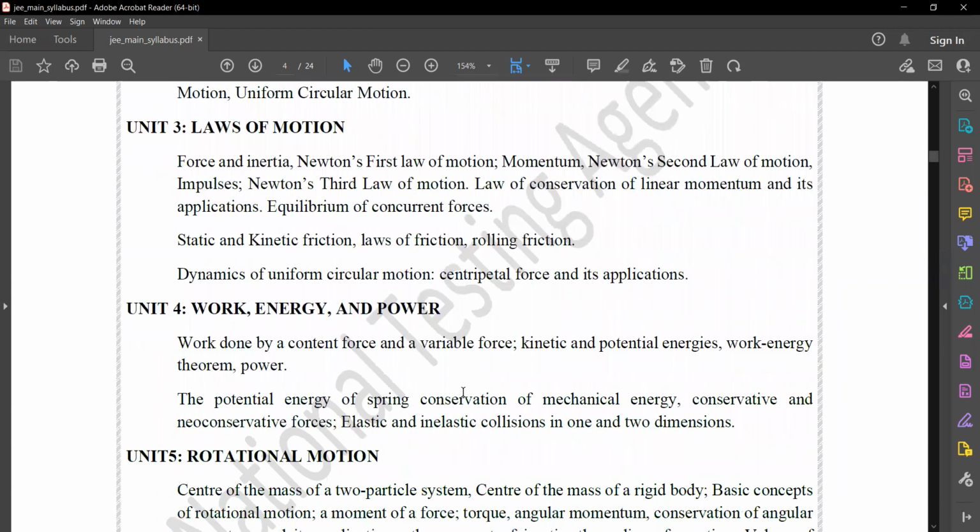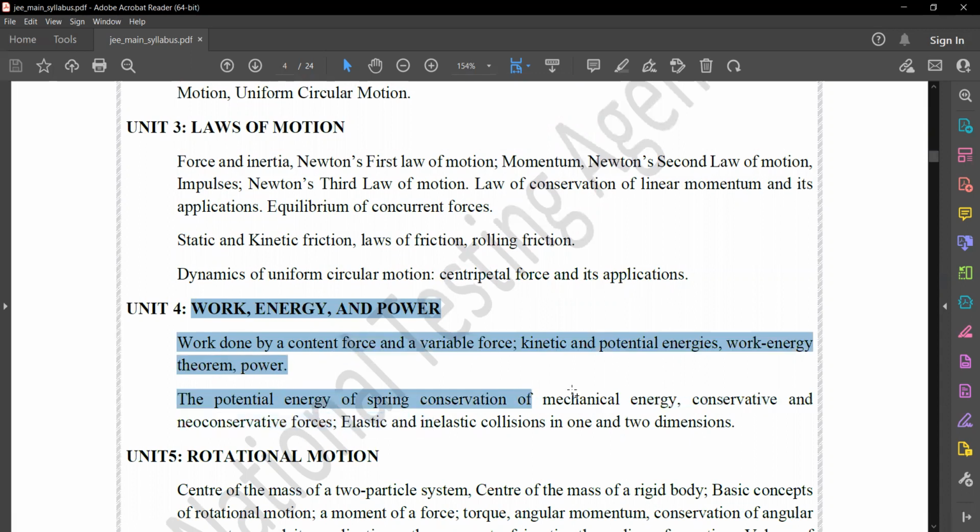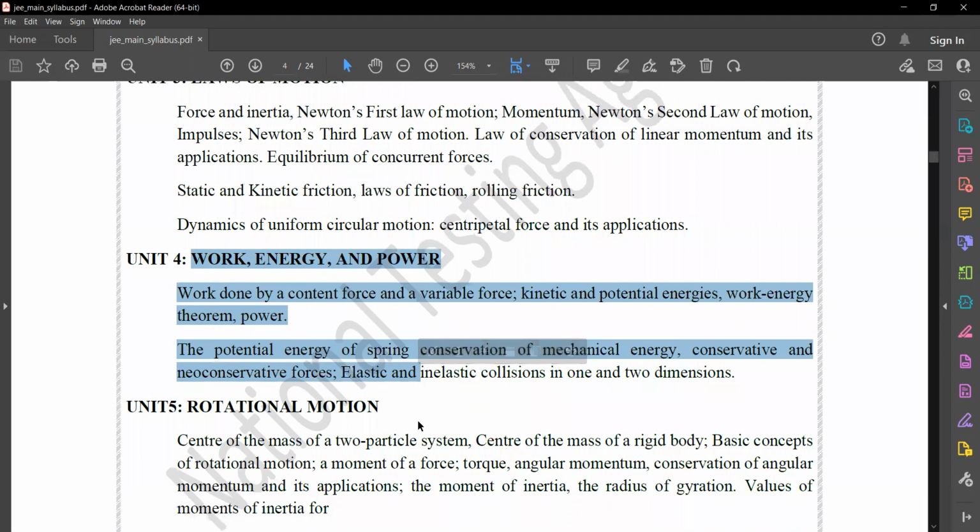And the sixth chapter of your NCERT book, work, energy, and power. That is work done by various constant forces. This is constant force, wrongly written. Constant force, variable force, kinetic and potential energy, work-energy theorem, potential energy of a spring, conservation of mechanical energy, conservative and non-conservative force, elastic and inelastic collision. All these things will come.